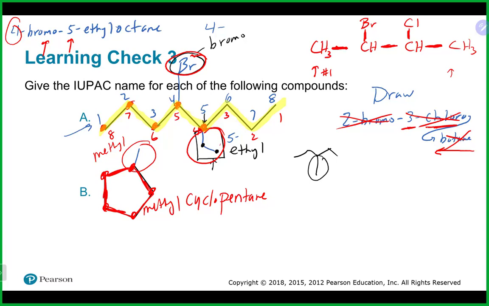What I just drew there is what type of formula? That is the condensed formula. That's what I just drew there, right? I didn't draw out the hydrogens.